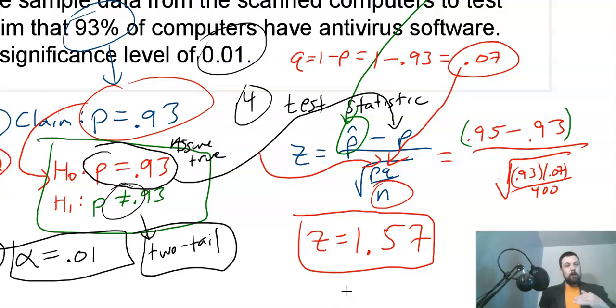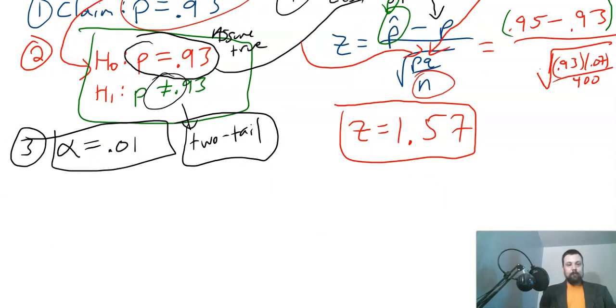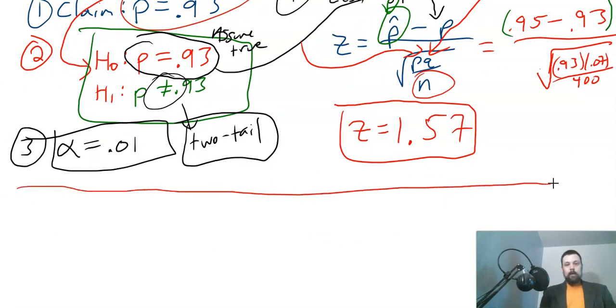But to know for sure, we want to have something to compare this value to, to decide if it's too extreme or if it's ordinary. And that's what the critical value is for. So that's the next phase, critical value. So let's do that down here.